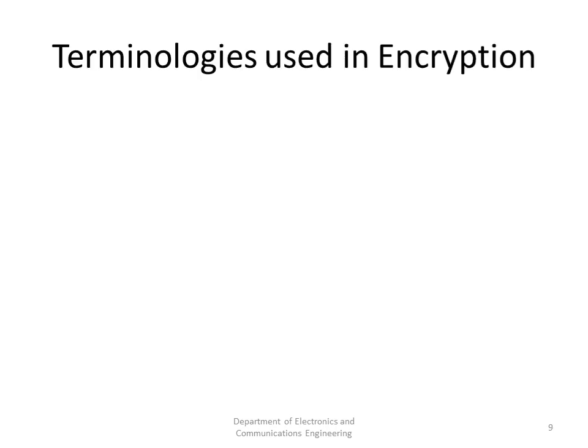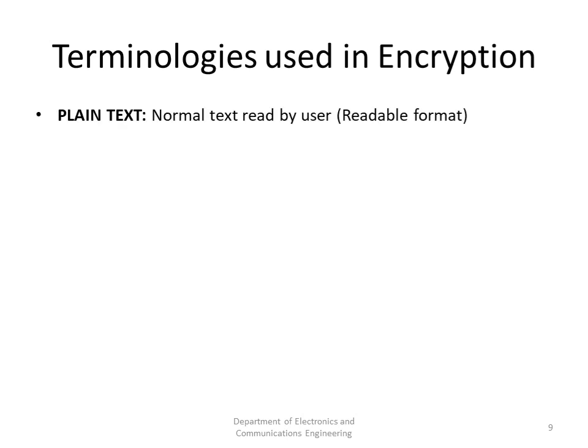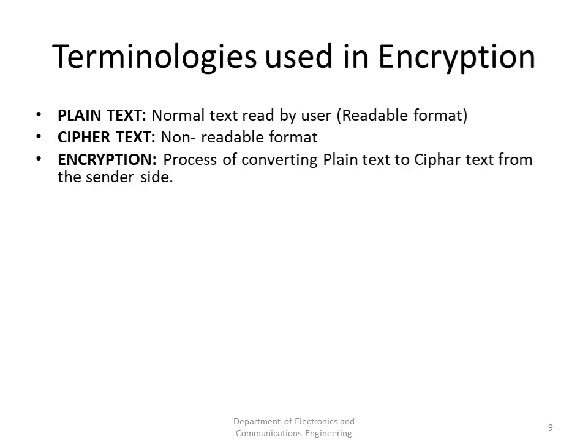Let us look into now the terminologies used in encryption. First is the plain text. This is the normal text read by a user and it is very clear and it is in the readable format. Next is the ciphertext. This is a non-readable format and it's very difficult to understand the meaning of the text.